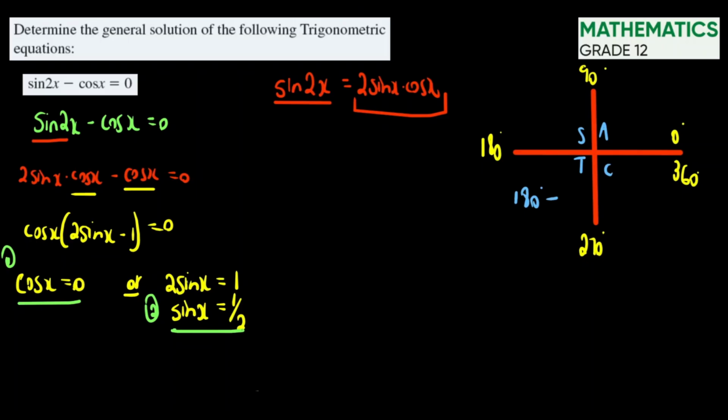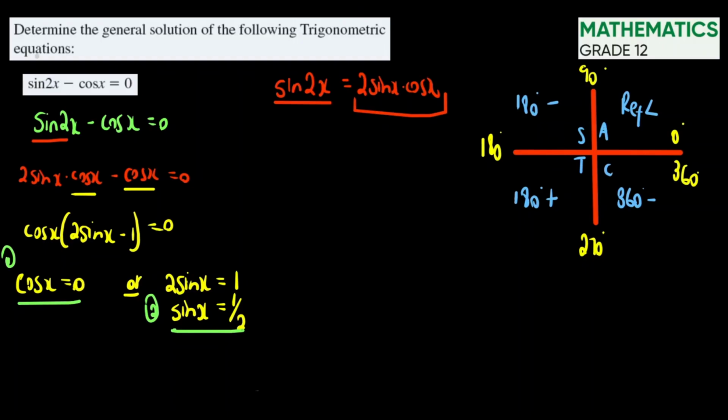So in the third quadrant we have 180 plus, in the second quadrant we have 180 degrees minus. In the first quadrant, we know it's just the reference angle, all the trig ratios are positive, and the fourth quadrant is 360 degrees minus.